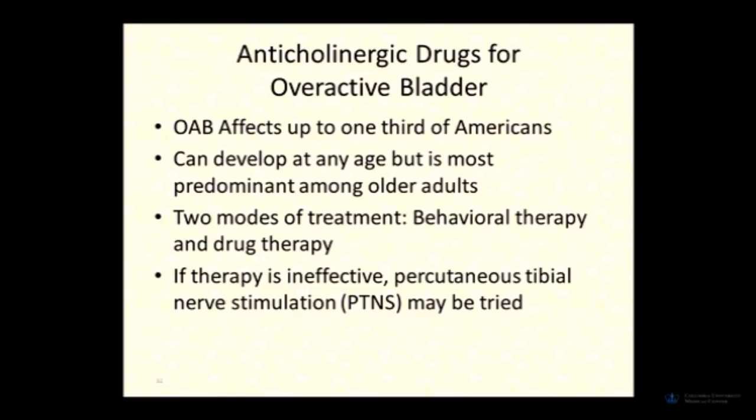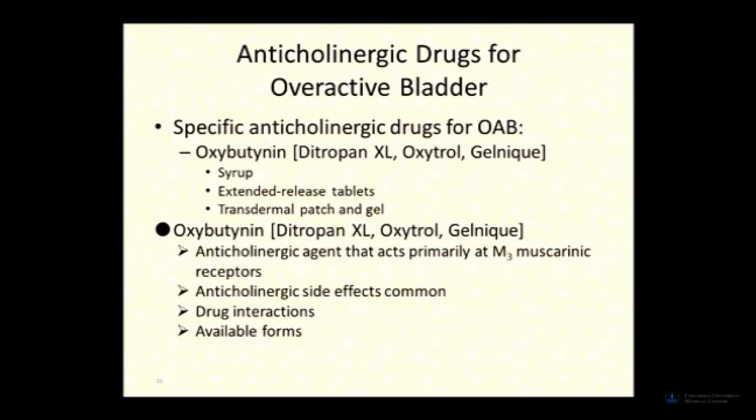And it's a significant problem. Up to a third of Americans are affected by overactive bladder, and it can develop at any age, but most prominently in older adults. Two modes of treatment: behavioral therapy and drug therapy. If therapy is ineffective, there's nerve stimulation that can be tried. This would be stimulating the nerve innervating the bladder to oppose the spasms. But in terms of drug therapy options, muscarinic antagonists are a major class of drugs to use. There are several drugs that are used for the treatment of overactive bladder.